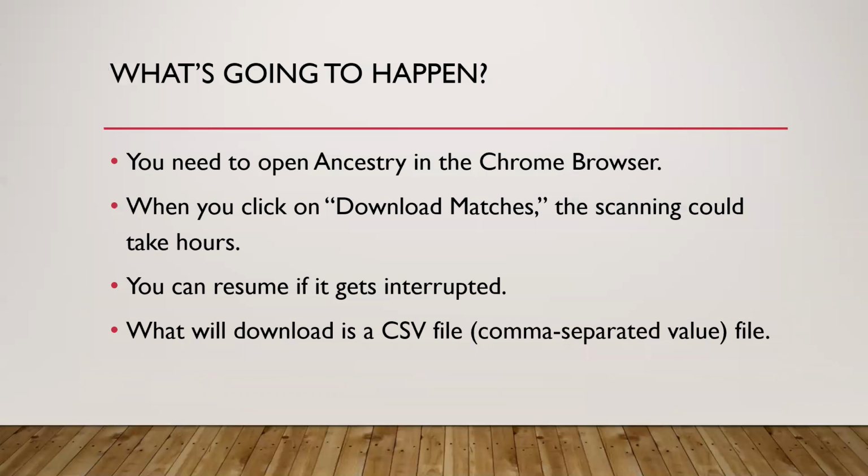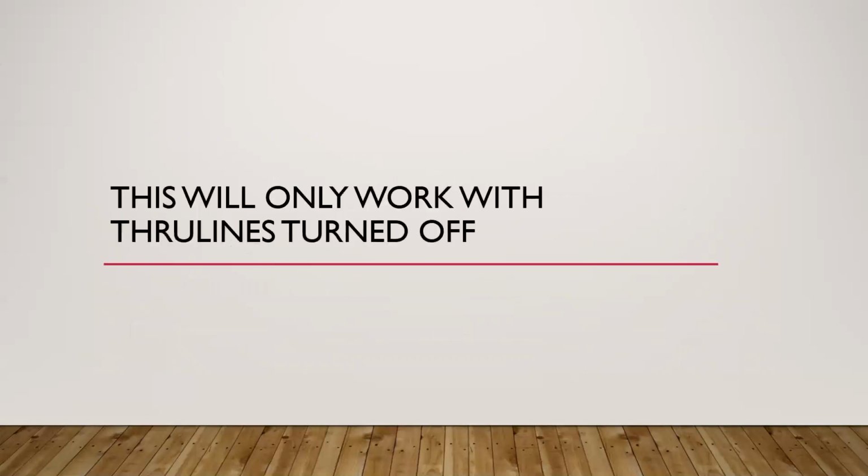And I'll show you what happens. You open Ancestry in the Chrome browser, you click on Download Matches. The scanning can take a long time. You can resume it if it gets interrupted. And what you'll download is a comma-separated value file, which is like a baby Excel file. So you will get a file that downloads to your computer of all of your matches.